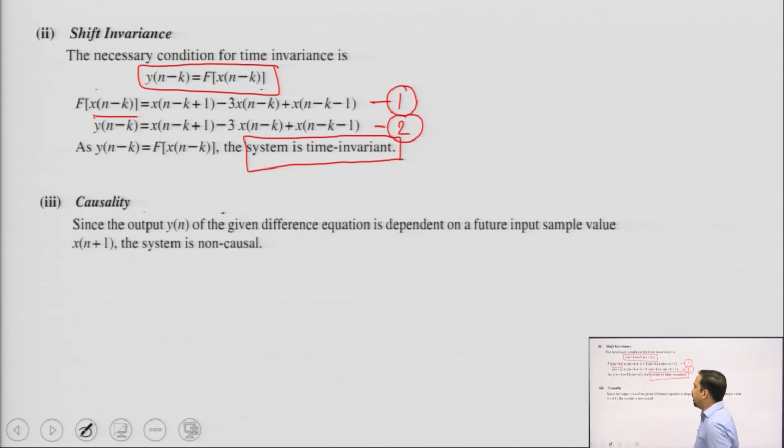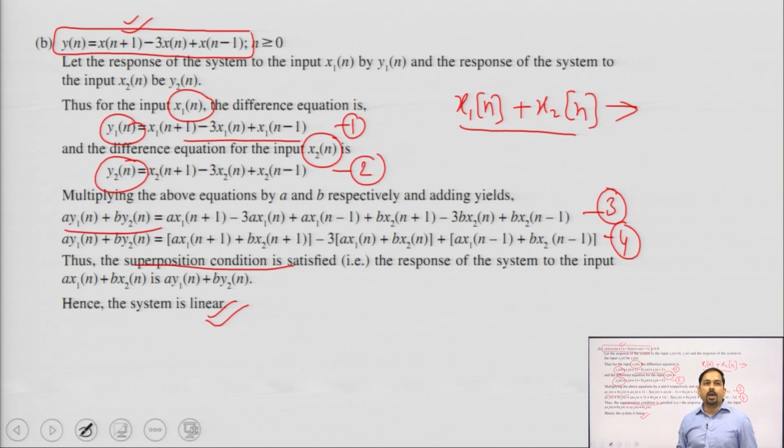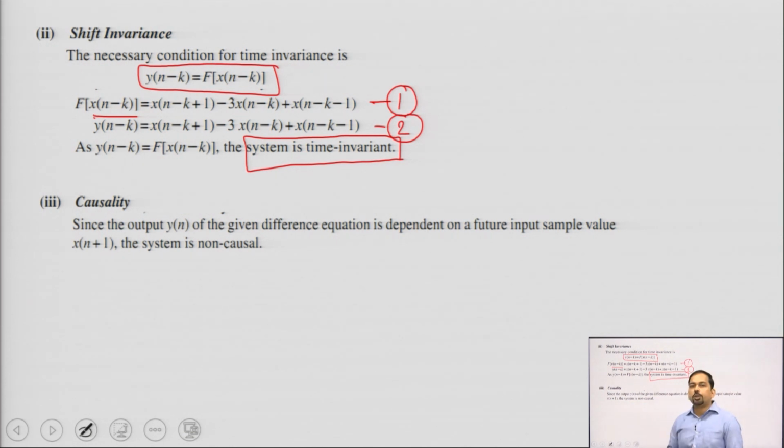Now, we will go for the causality. So, by seeing this difference equation, the first term is y[n] equals x[n+1]. So, we are already aware that when n equals 0, the input will be x[1], right. So, x[1] will be definitely a future value. So, as per the definition of causality, we can say that the present output is depending upon the future value of the input. So, that is why the system is said to be non-causal. We can clearly see. So, this was the second case.